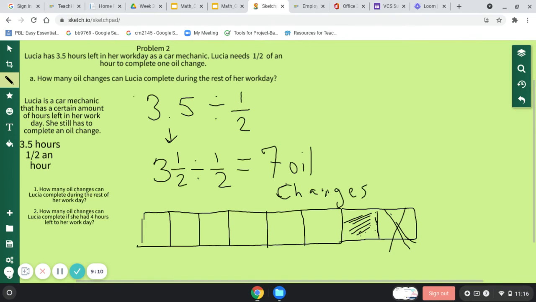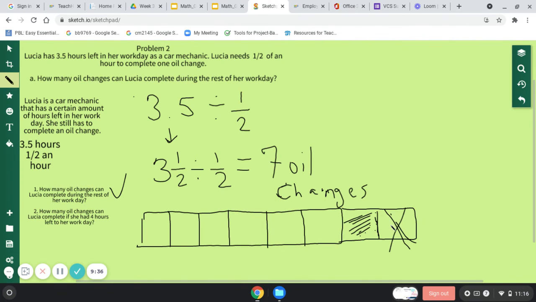Okay. Now, we were able to answer that question. Now, how many oil changes can Lucia complete if she had 4 hours left in her workday? So that means we represented the 3 wholes here, and this here represented that additional half that went along with the 3.5.